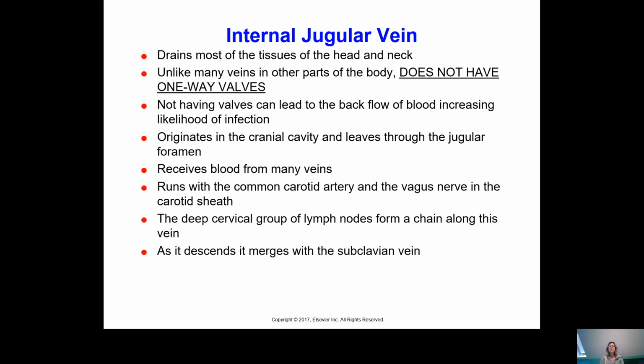The internal jugular drains most of the tissues of the head and neck. Unlike many veins in other parts of the body, it does not have one-way valves. In other words, it can flow freely back and forth. Not having valves can lead to the backflow of blood, increasing the likelihood of infection. It originates in the cranial cavity and leaves through the jugular foramen. So you remember where the jugular foramen was located, kind of off to the sides, lateral from the foramen magnum.